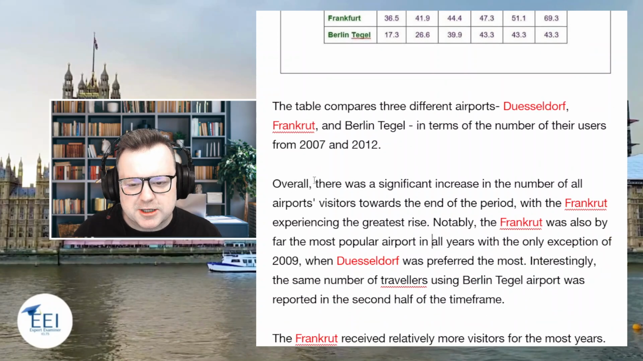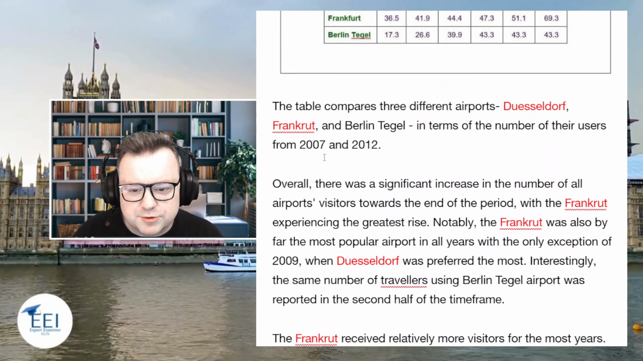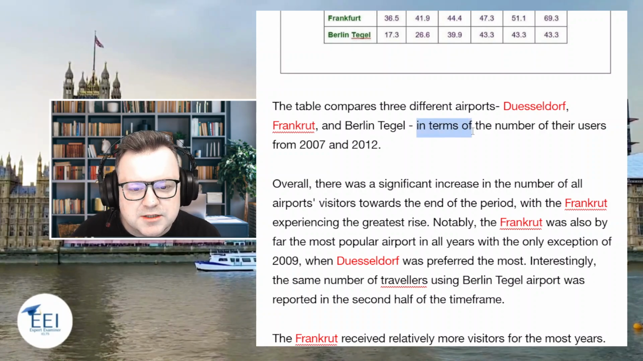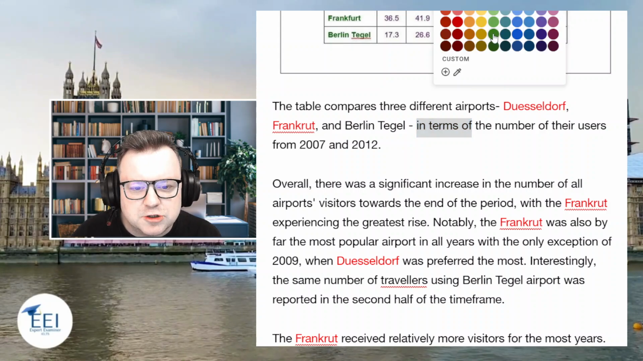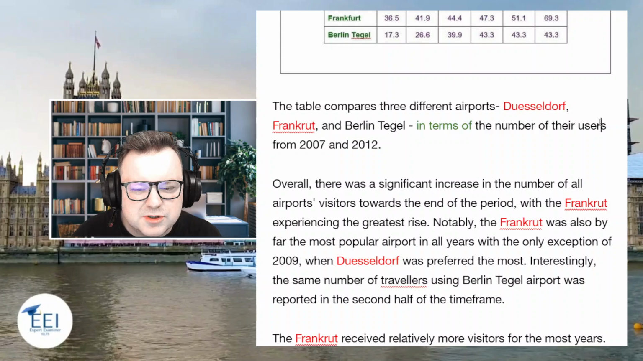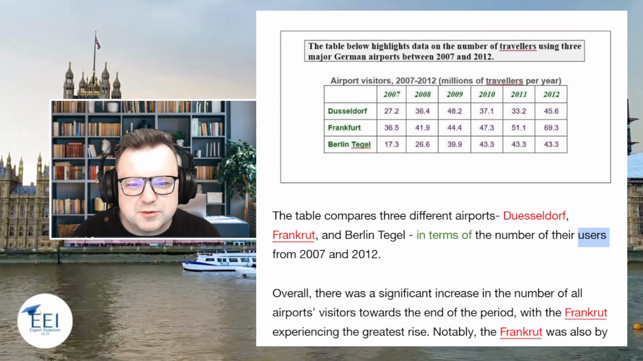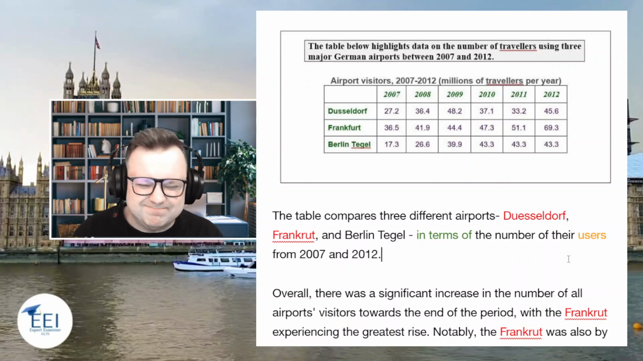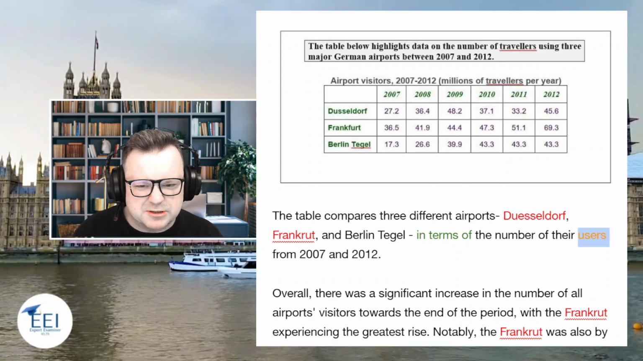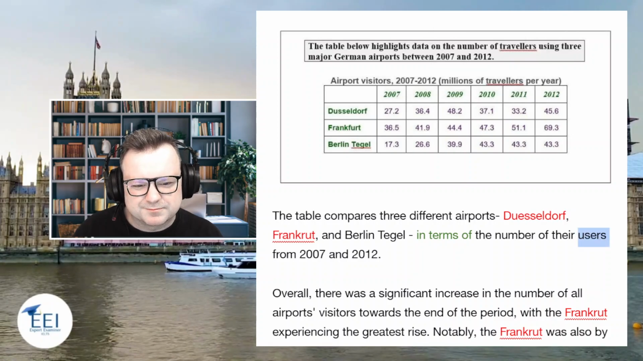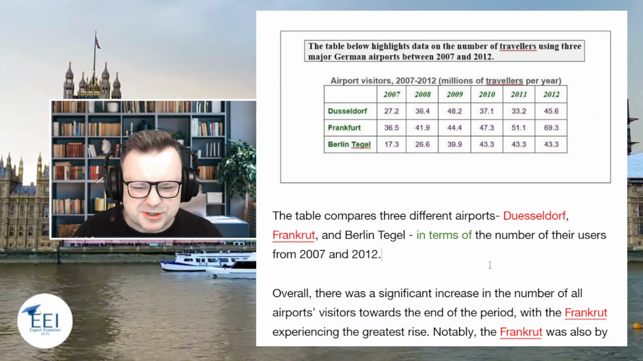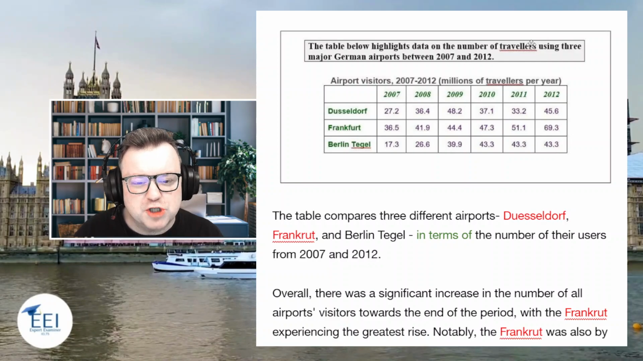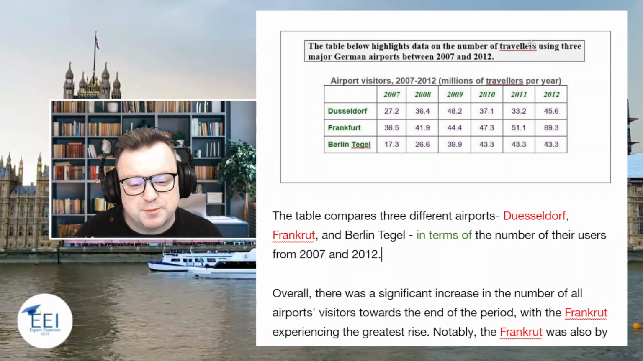No, let's check. The table compares 3 different airports, Dusseldorf, Frankfurt, and Berlin Tegel, yes. In terms of, nice. Well done, candidate. In terms of the number of the users. I'm not a lover of users. Sure, people use an airport. Maybe users is okay. I don't love it. An airport user. Passengers might be fine. You could change travellers to passengers. That would be fine.